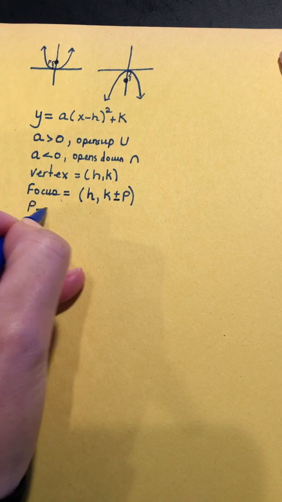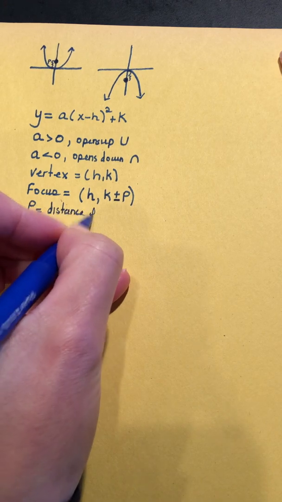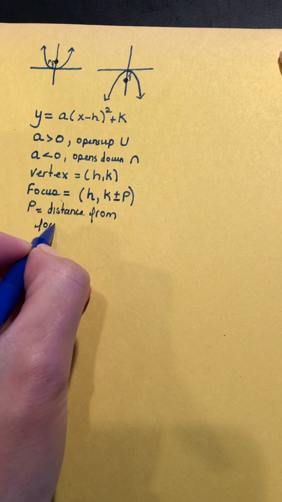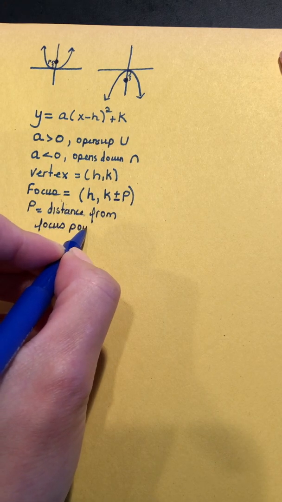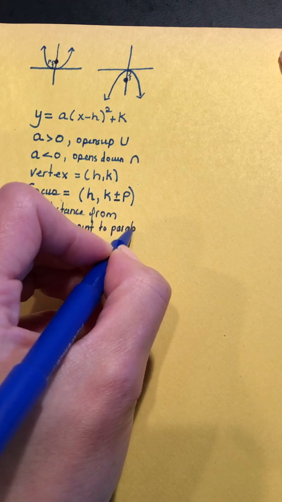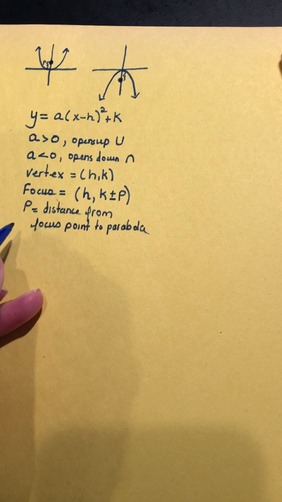So whether the focus point is above the parabola or below the parabola depends on how it opens. p is the distance from the focus point to the parabola. And I'm going to do some numerical examples as well.